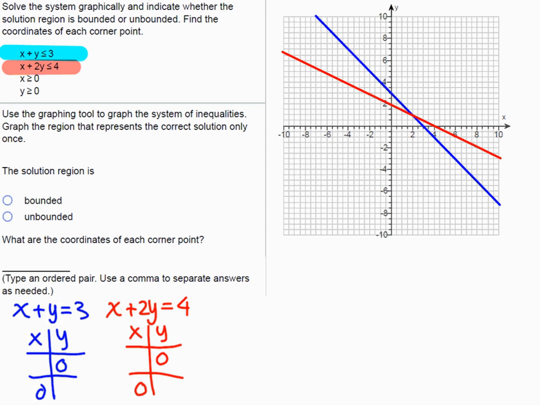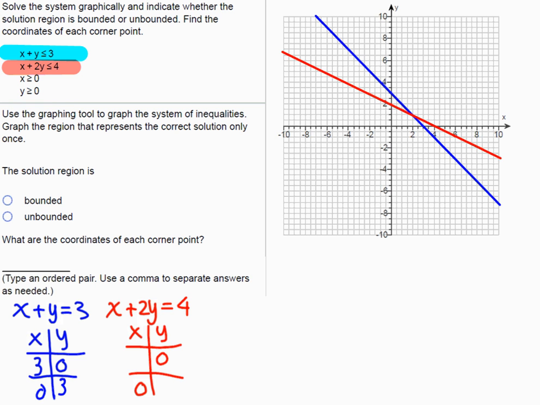So the first step, we're going to find the x and the y-intercept for each of the inequalities. On the first one in the blue, x plus y equals 3. If I let y equal 0, then I have 3, 0. If I let x equal 0, then I'm going to have 0, 3.